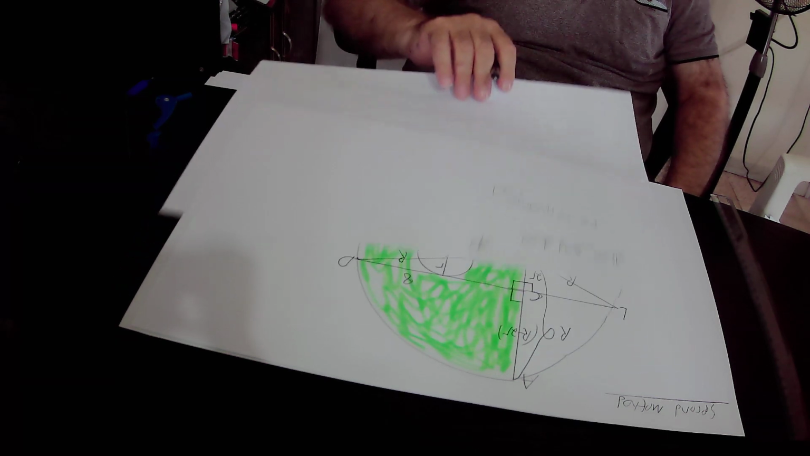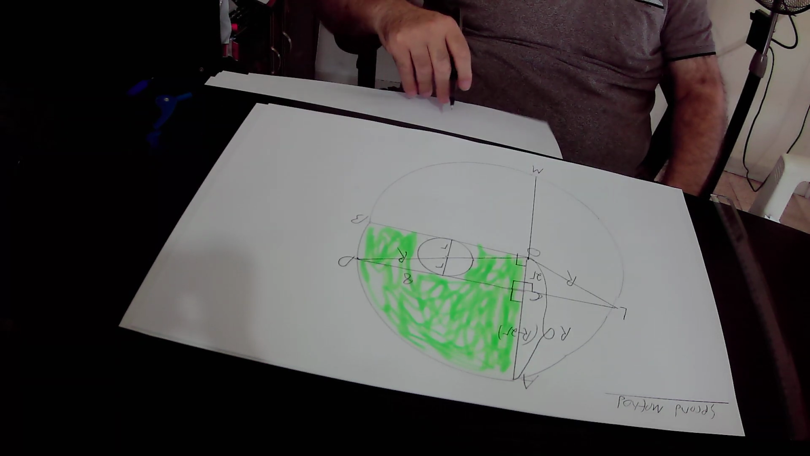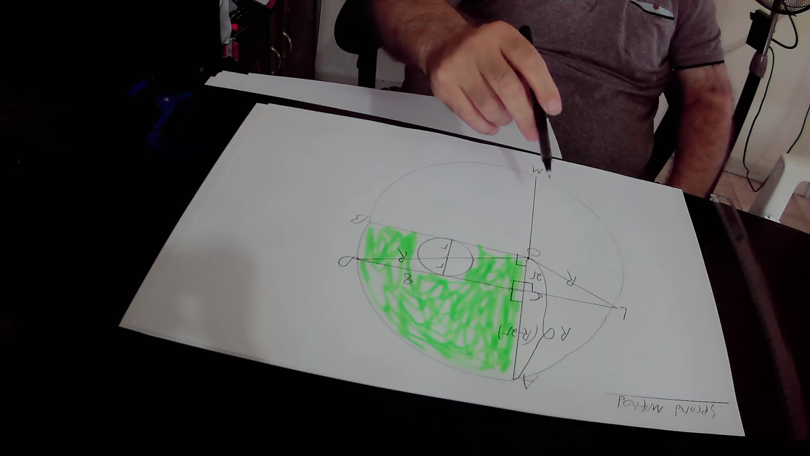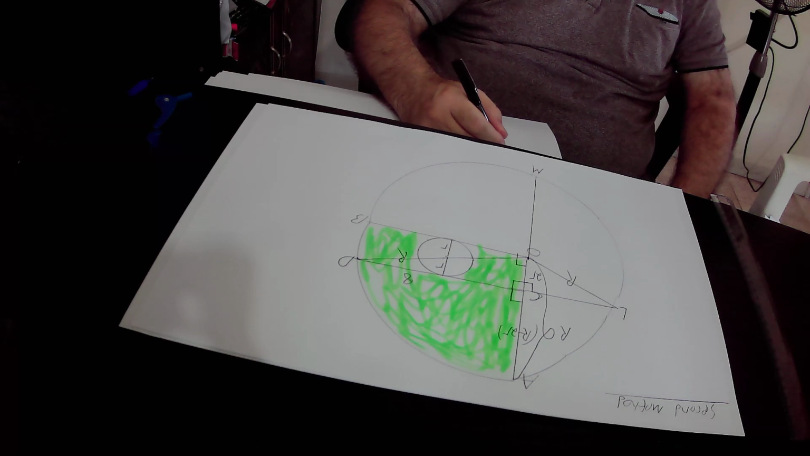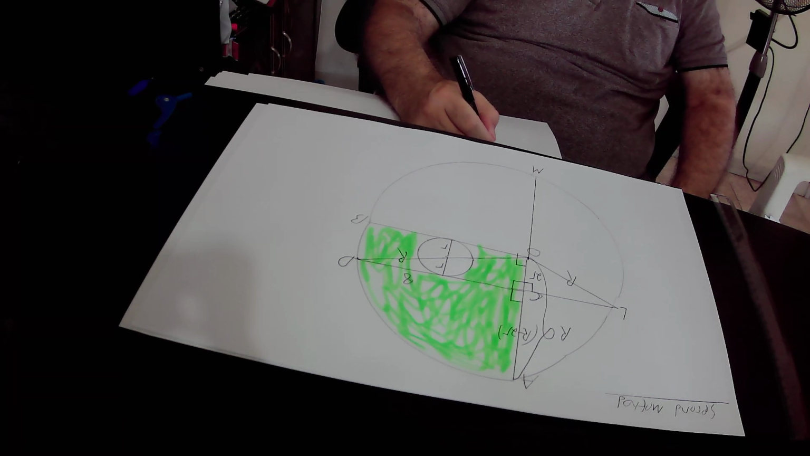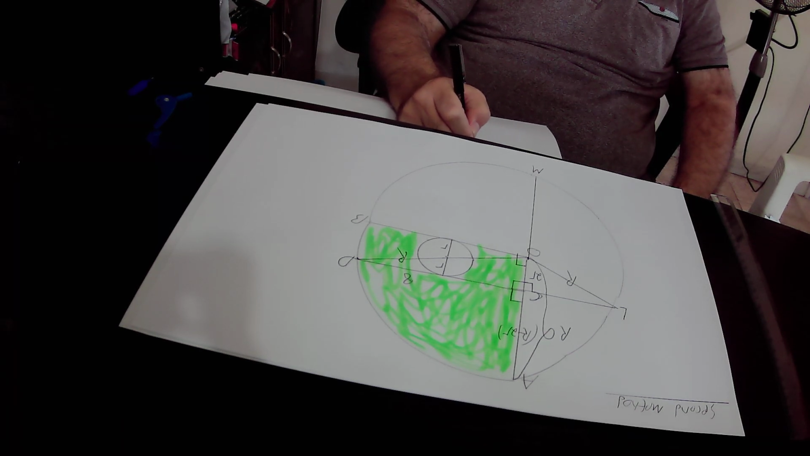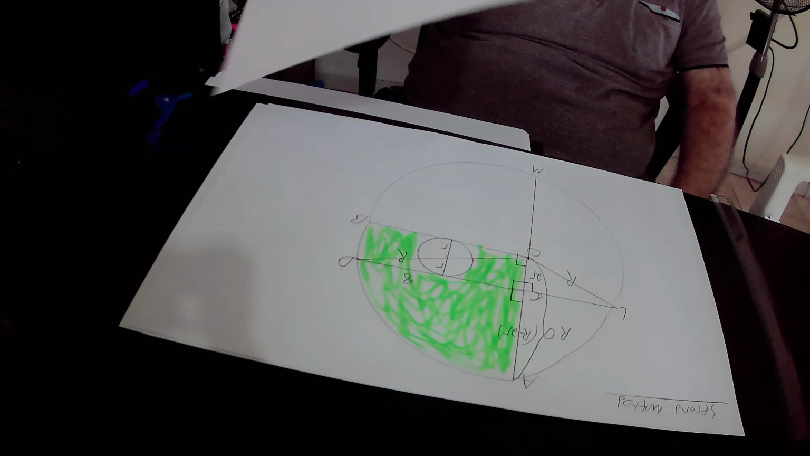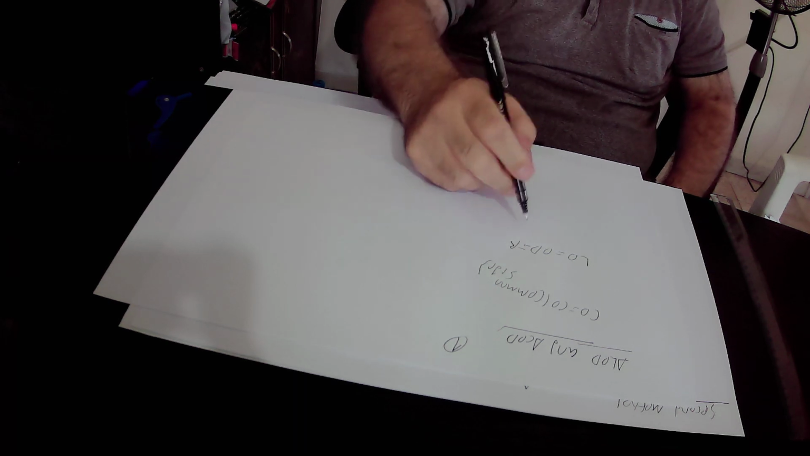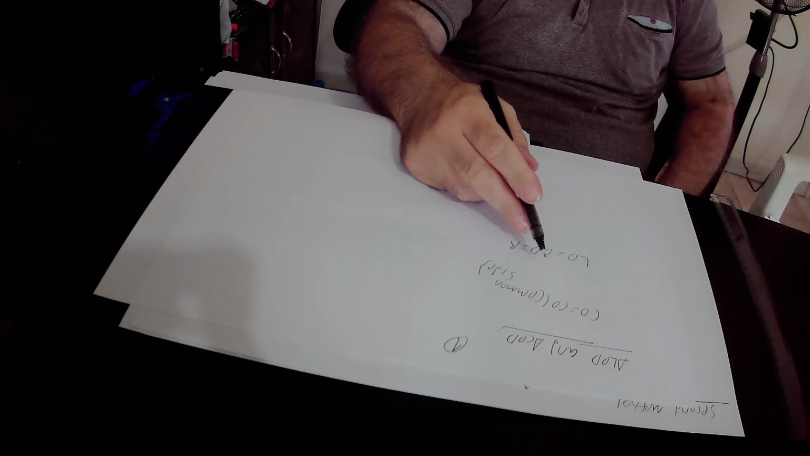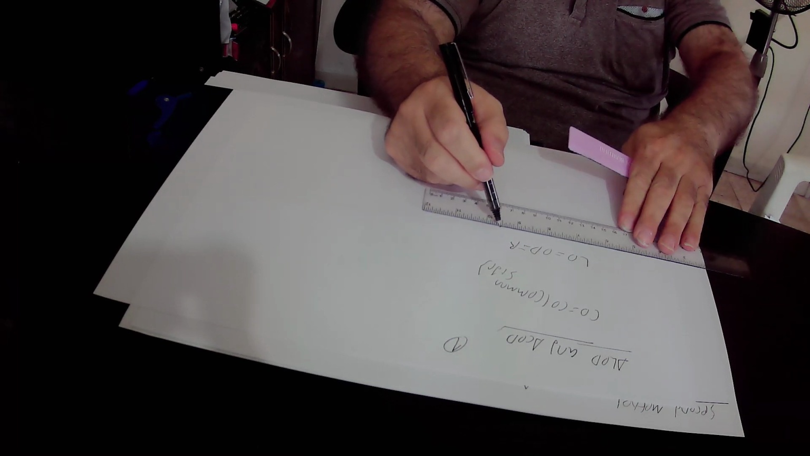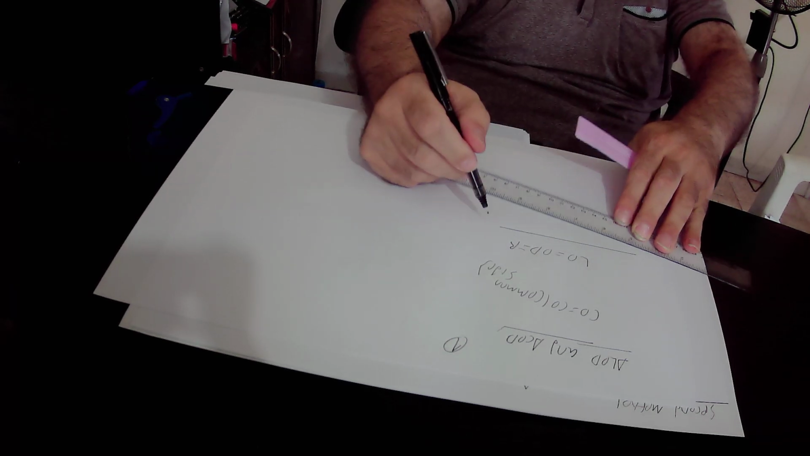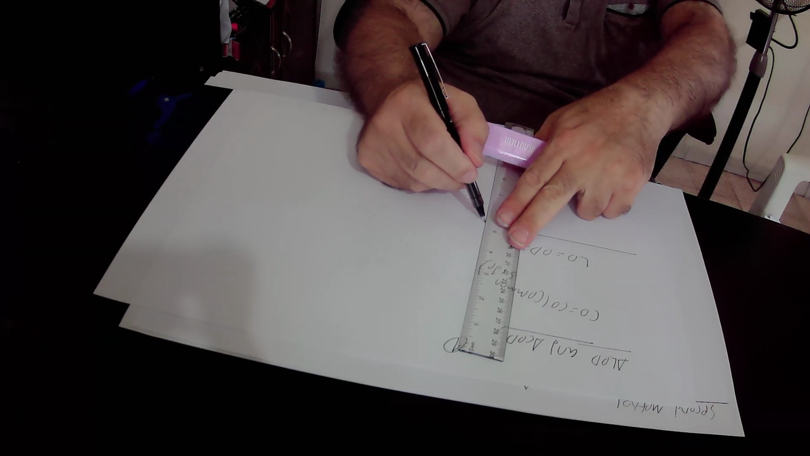In addition, we have side LO equals side OD. They are both radii of the circle, therefore they are equal to each other. They are both equal to the radius of the big circle that is equal to capital R. So by proving that the hypotenuse and one perpendicular of the two right triangles are equal, we prove that the two right triangles are congruent. And I'll explain why.